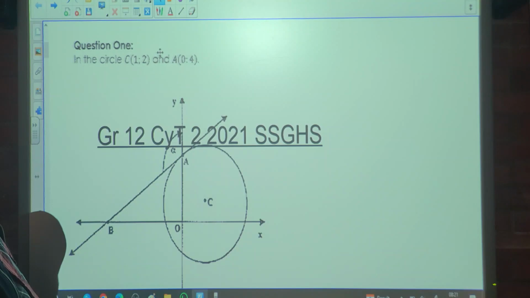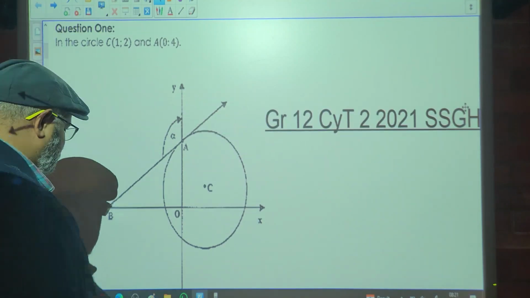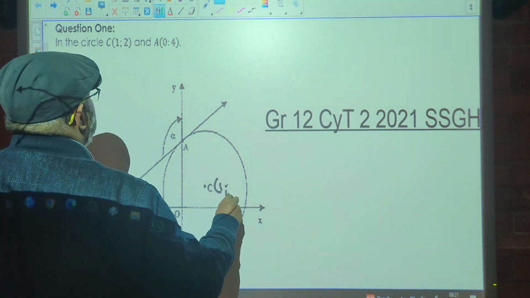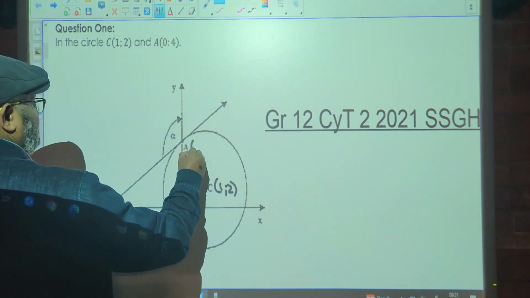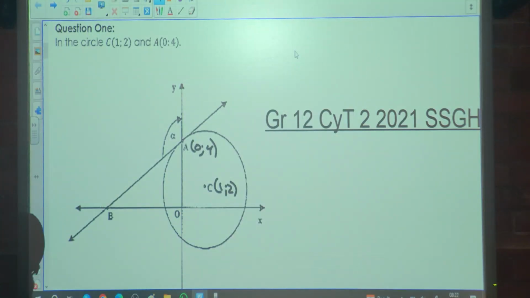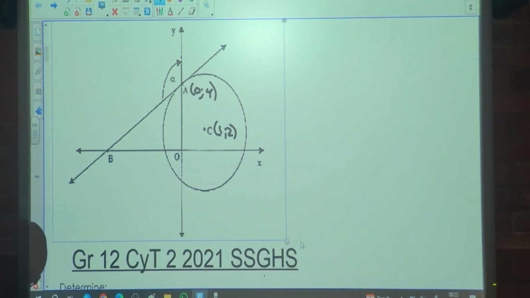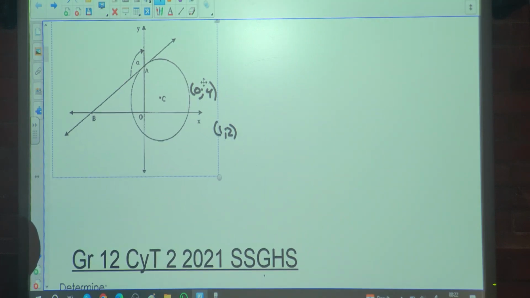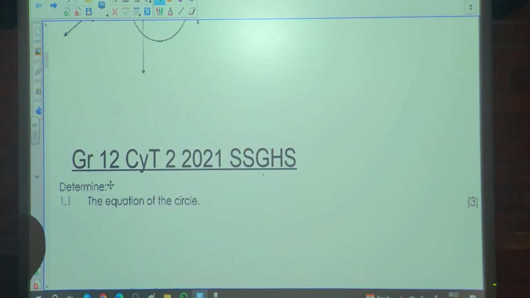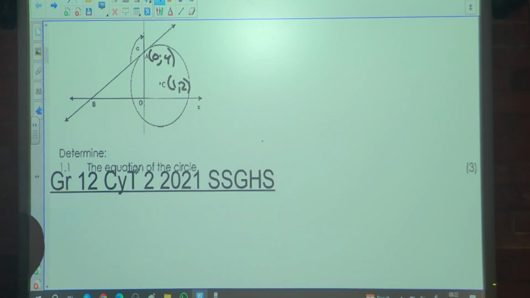We are told that in the circle, C, which is (1, 2), not written in here, it's written in, and A, which is (0, 4). Make this a bit smaller. Go to the first question. The question says, determine the equation of the circle.